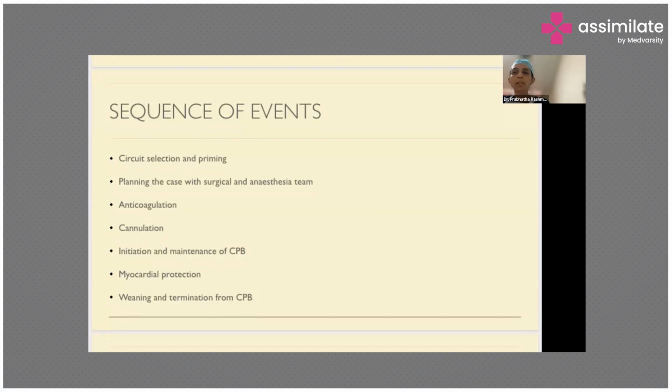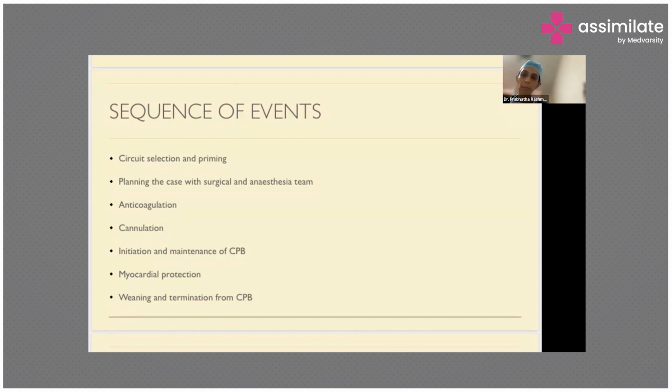So before we start the surgery, what do we plan? How does the sequence of events go about? We first do the circuit selection based upon the body surface area. The perfusionist has different types of circuits available for use. So they will do the circuit selection and the priming selection. They want to know what sort of prime they can use, and hence they go in for the priming. They use the anticoagulation, then the cannulation.